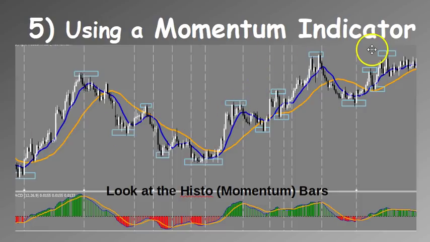Using a momentum indicator. Now, this is one of the best ways of seeing momentum quickly as well. And by the way, I've left a chart on, it's the same chart, you can see that right here, but I've left on the cycle highs and lows. And this time I've also left on the moving averages, the 2 moving averages we used in the previous slide.